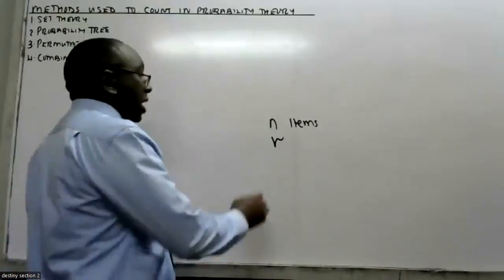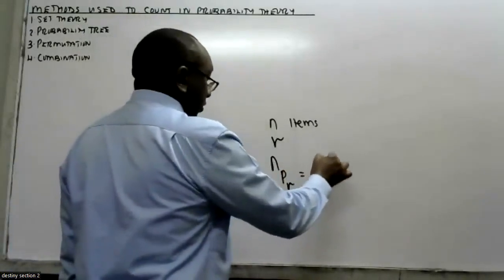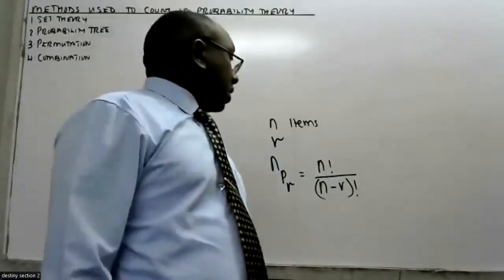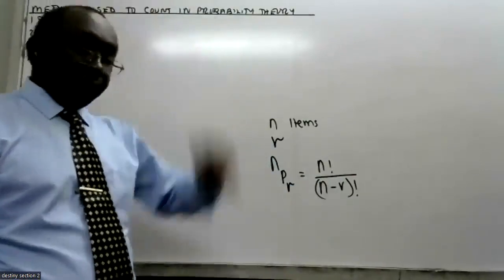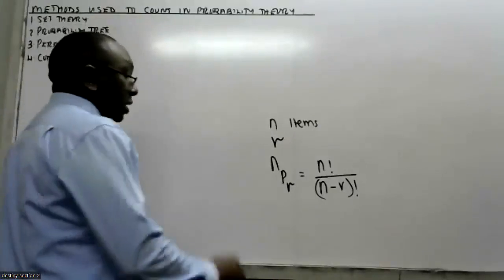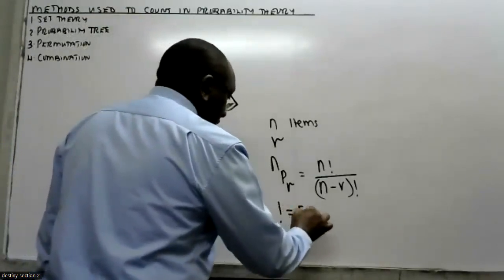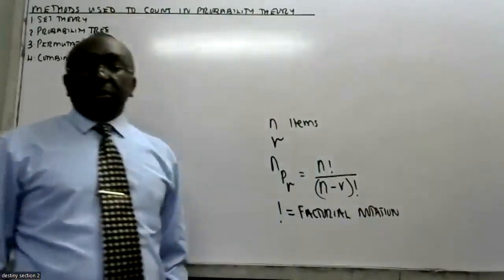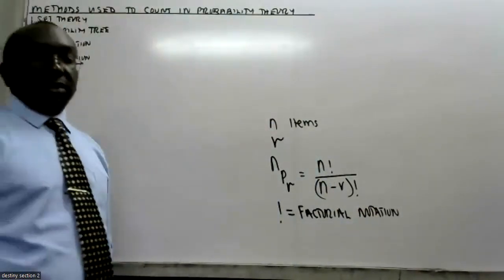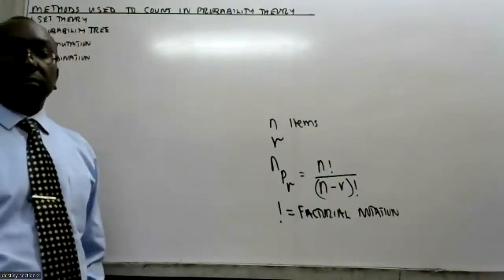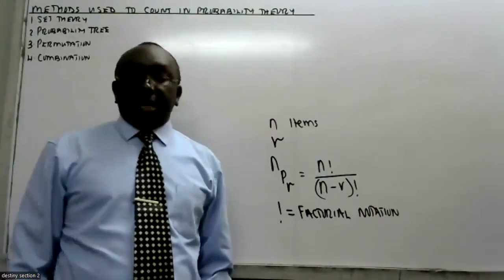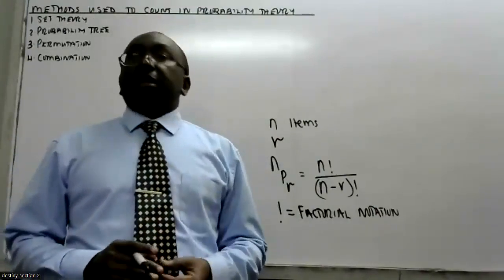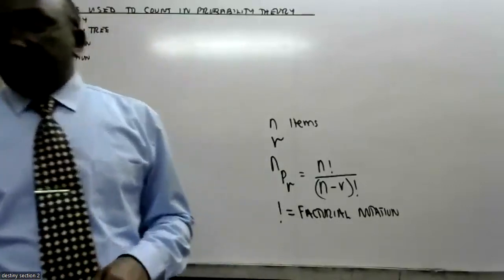The formula is nPr equals n factorial divided by n minus r factorial. And this one is called factorial, these exclamation marks. In mathematics, it's called factorial notation. So that is how it's done. And I do not want to spend time showing you how to do it manually, because you already have the calculators that will help us to do it.